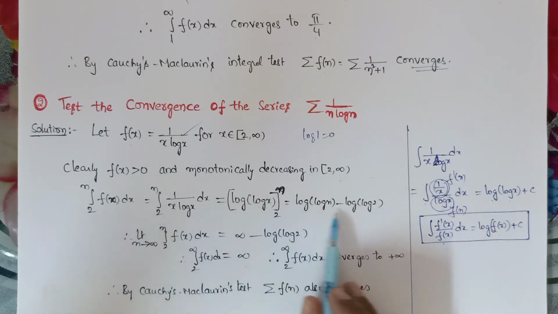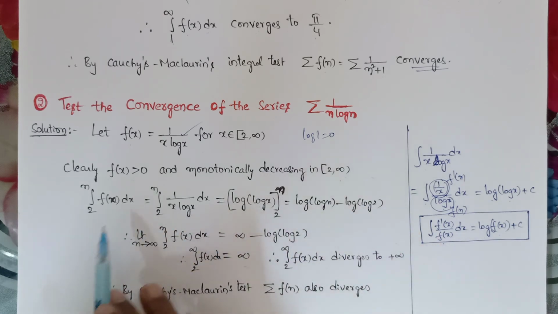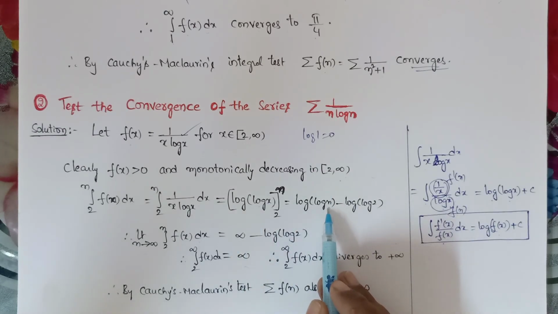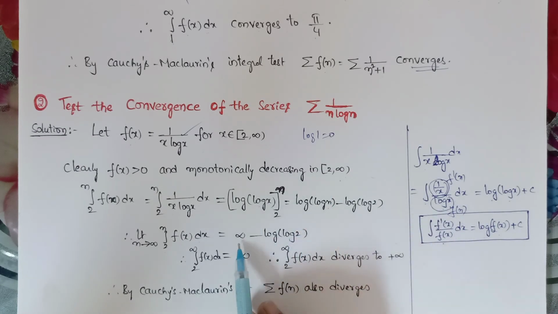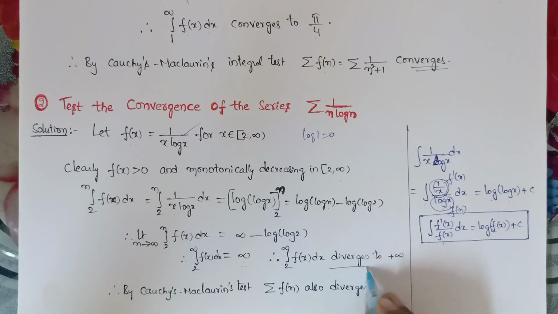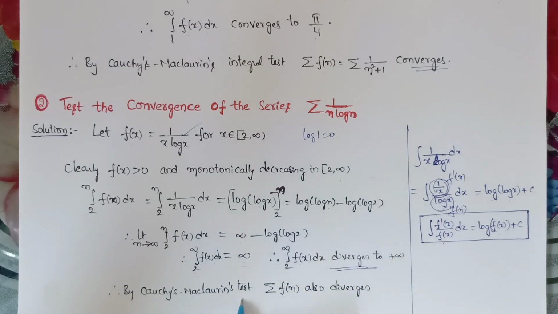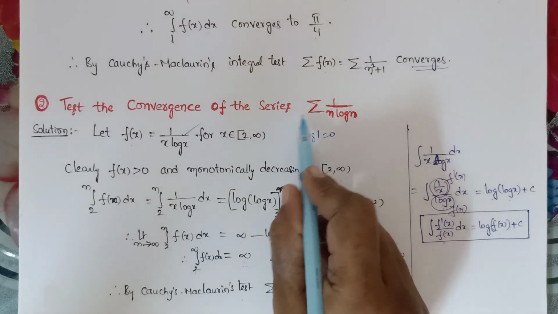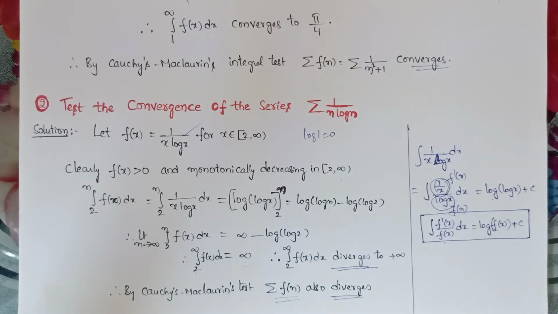Apply the limit n tends to infinity on both sides. Limit n tends to infinity, integral 2 to n f of x dx is equal to, on applying the limit n tends to infinity, log of log n tends to infinity minus log of log 2. This is a constant. Limit of a constant is the constant itself. Infinity minus something also gives infinity. So now applying n tends to infinity, this integral 2 to infinity f of x dx gives infinity. That is, it is diverging to infinity. Therefore, by Cauchy-Maclaurin's test, sigma f of n, the given series, also diverges.